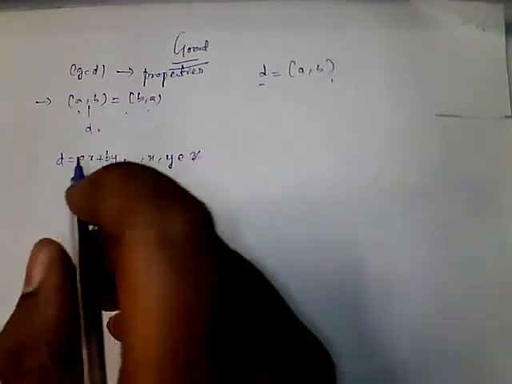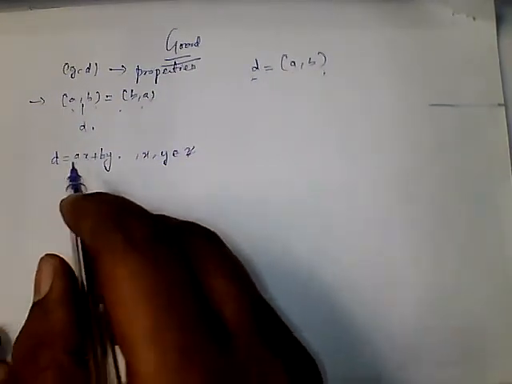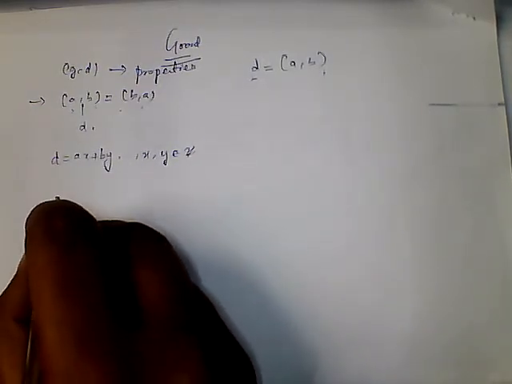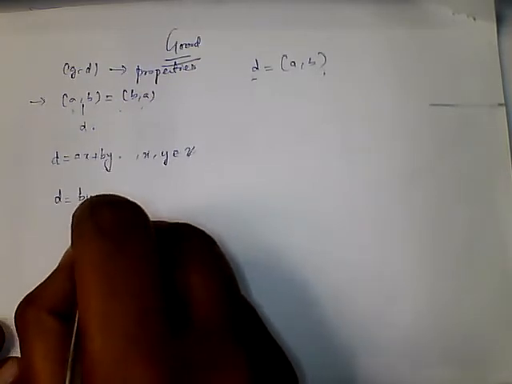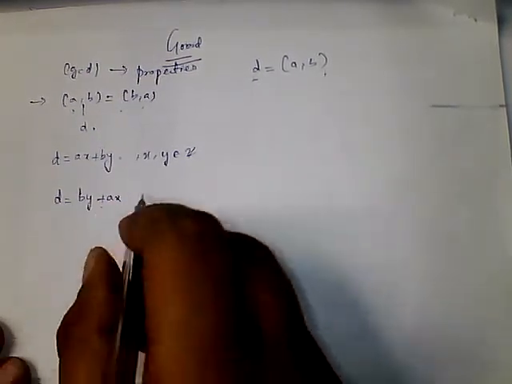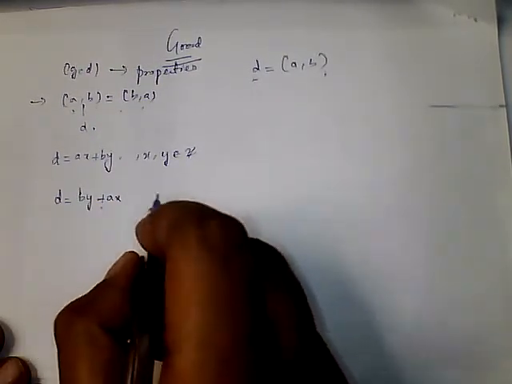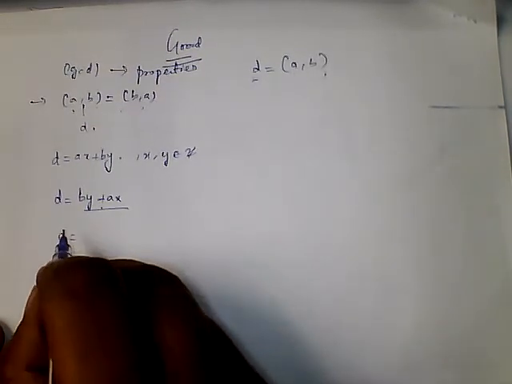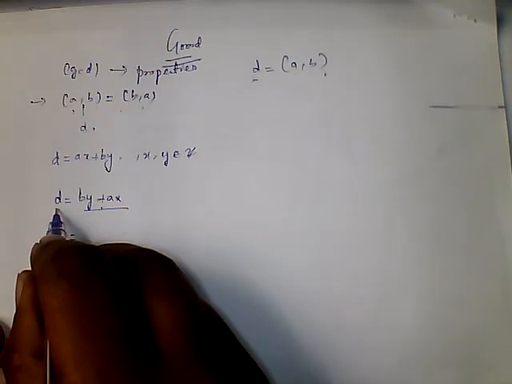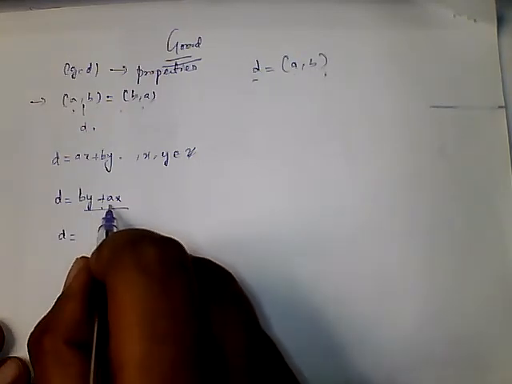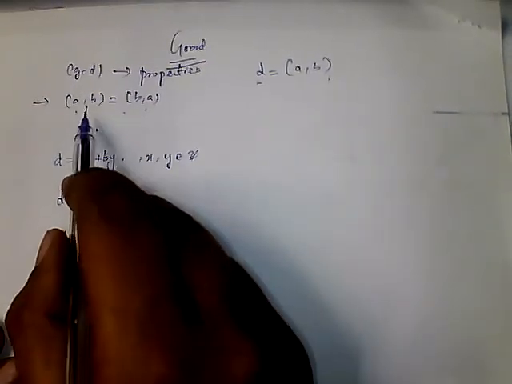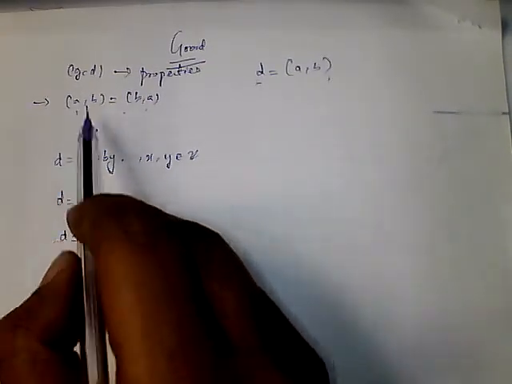Alright, x and y belong to the integers, so from this we can write d equal to by plus ax. Since addition is commutative, we can write from here that this is the linear combination of the GCD of b and a, that is equal to d. So from here we can write b and a. So we have used this and proved this.